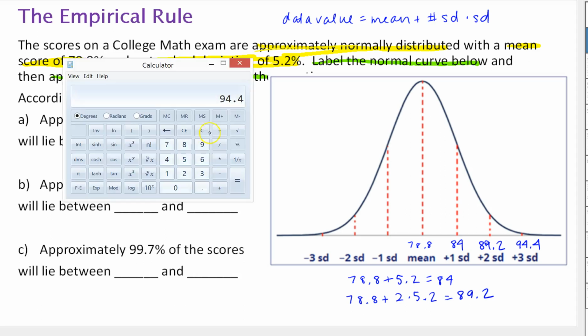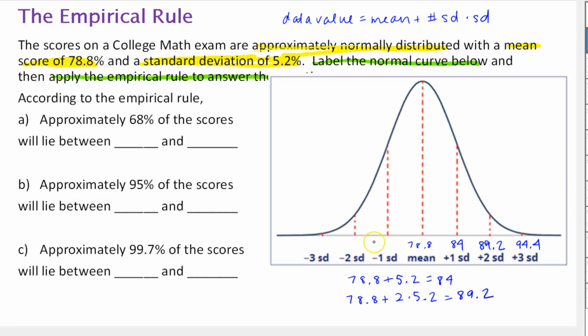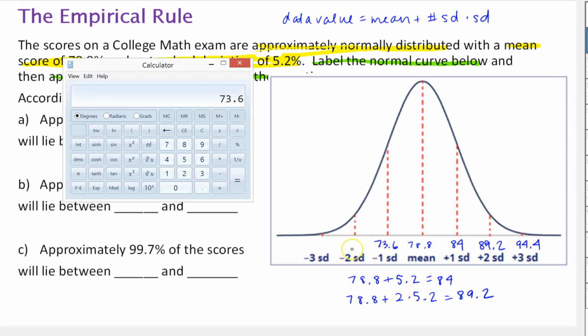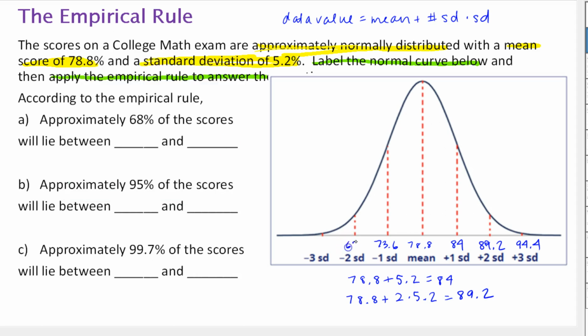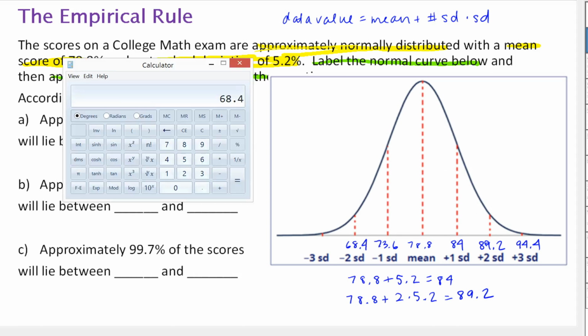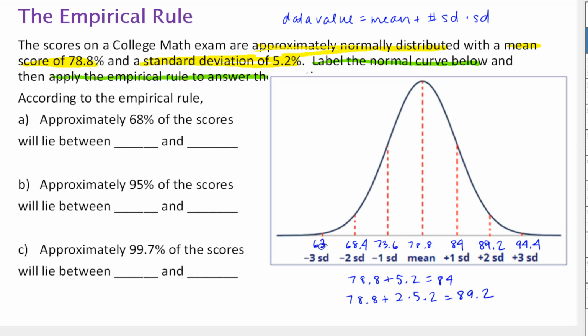Adding a negative is the same as subtracting a positive. So we'll just start with the mean and subtract 1 standard deviation. So negative 1 standard deviation is 73.6. To move over another standard deviation, we'll subtract another 5.2, which is 68.4. And for the last one, I'm going to subtract one more 5.2 from the previous answer, and we get 63.2.